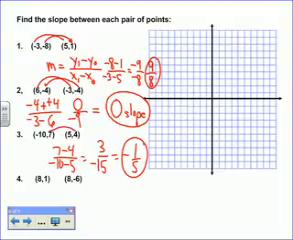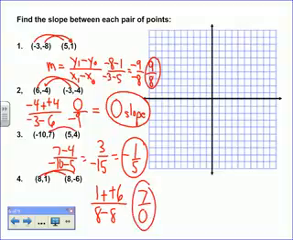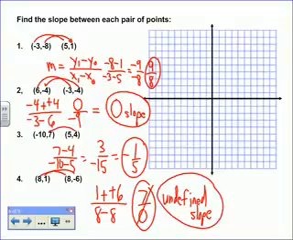Let's take a look at our last one. 1 minus negative 6 and 8 minus 8. 7 over 0. Now, you're probably remembering the first of the 10 commandments of math is that you cannot divide by 0. So that's what we call an undefined slope. That tells you it's a vertical line between those 2 points. Okay. So those are our answers for those.